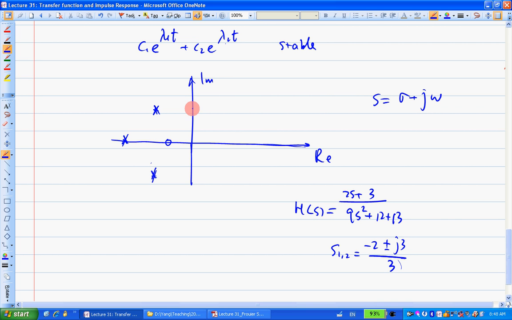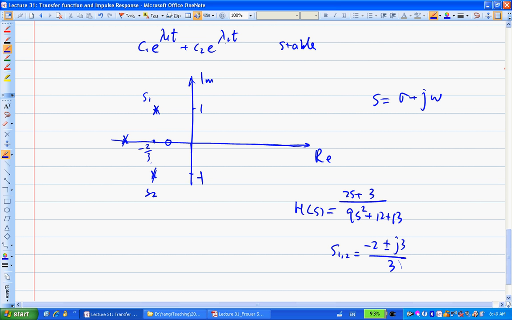So basically, this is negative 2 over 3, and these are s1 and s2, okay? And the zero right here: when you set 2s plus 3 equal to 0, you get s equal to negative 2 over 3. So the zero is coincident here. That's the zero for this system.